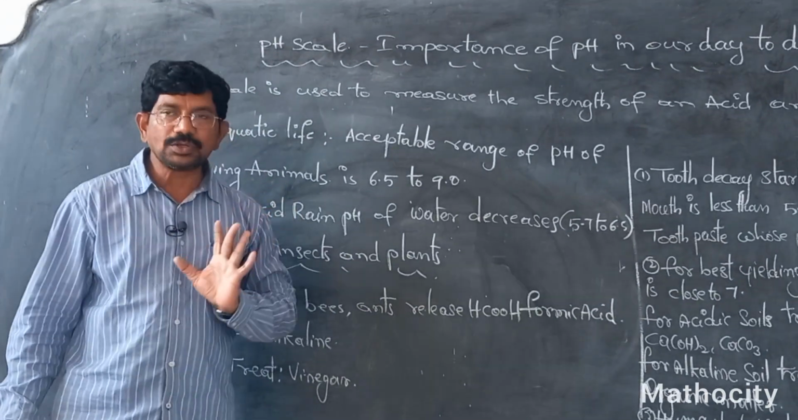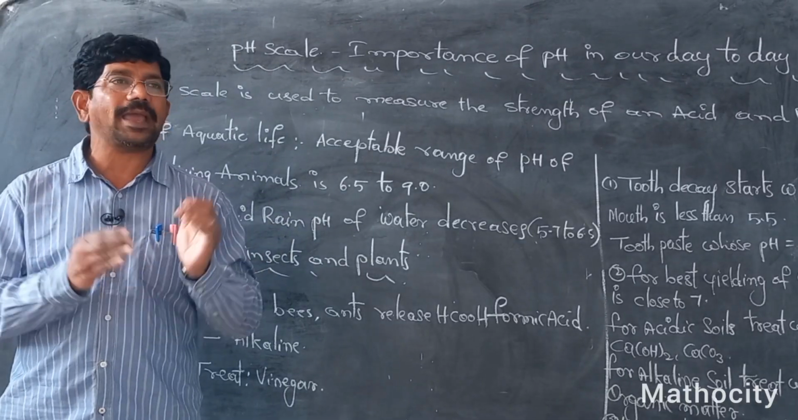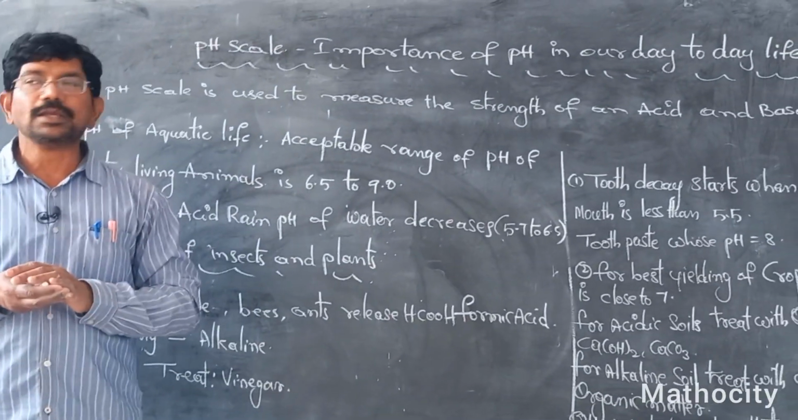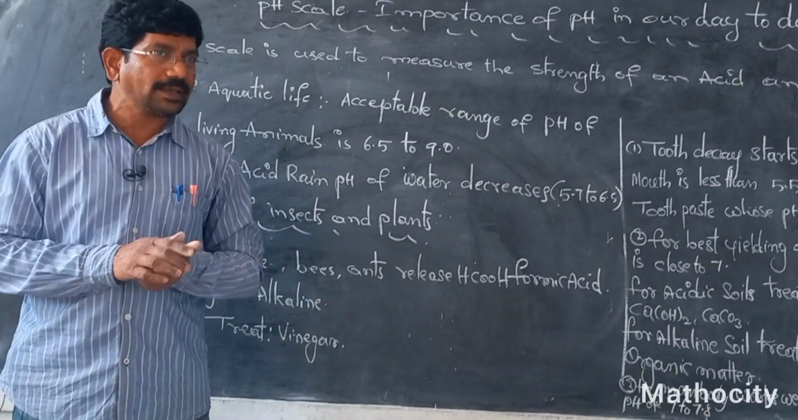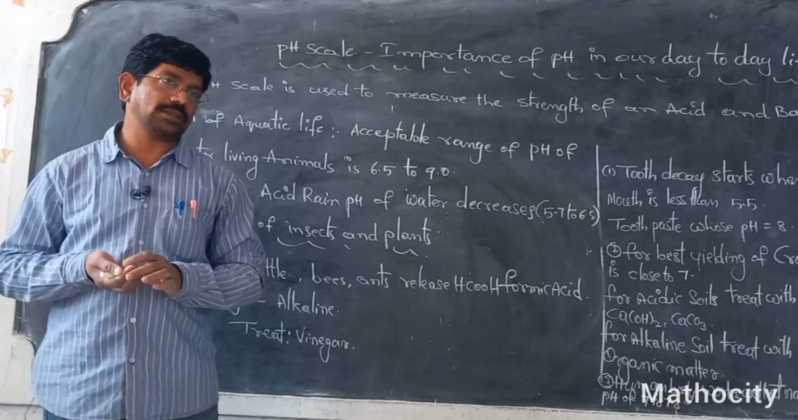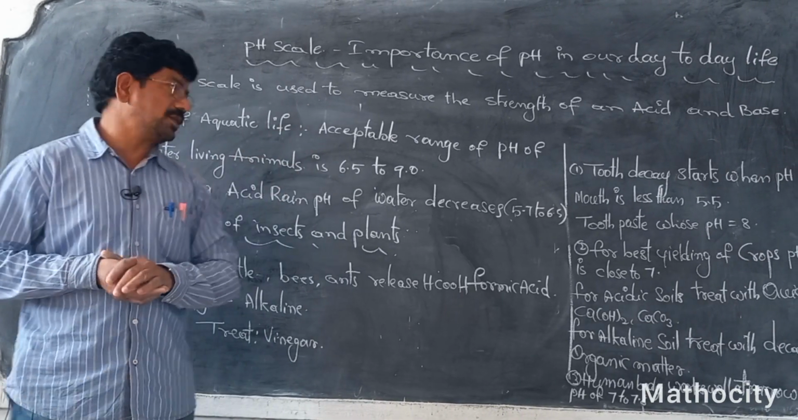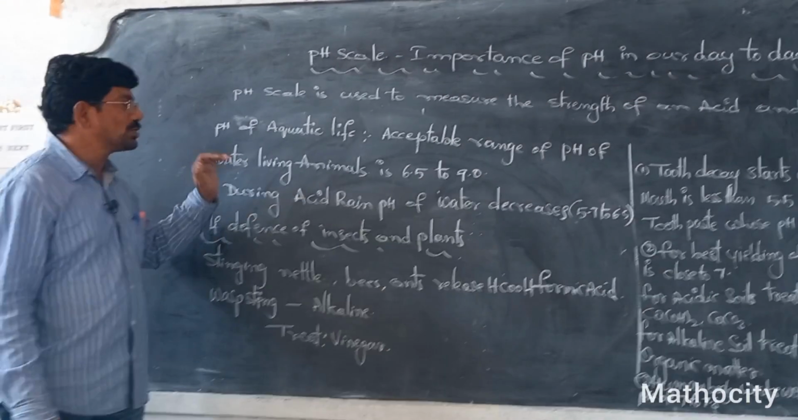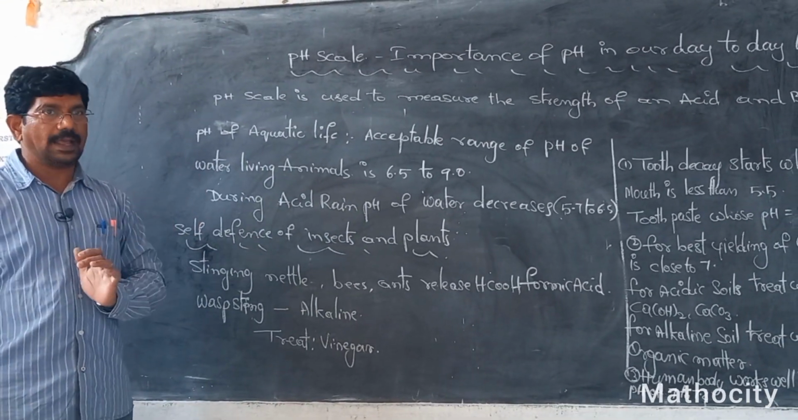Are you clear? Sometimes the water pH decreases due to acid rains, industrial pollution and other things. During acid rains, the water rushes into the nearby lakes and water sources and decreases the pH. At that time there is a problem for the aquatic animals. For that, you have to treat the water sources with calcium carbonate, which is a base. Are you clear?